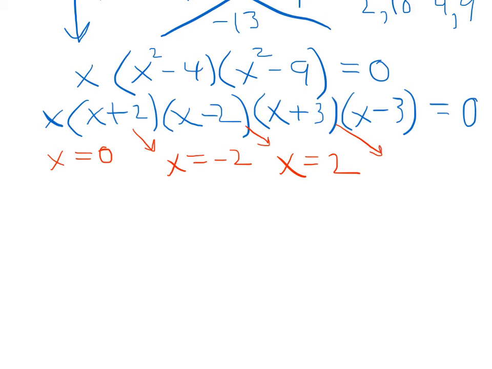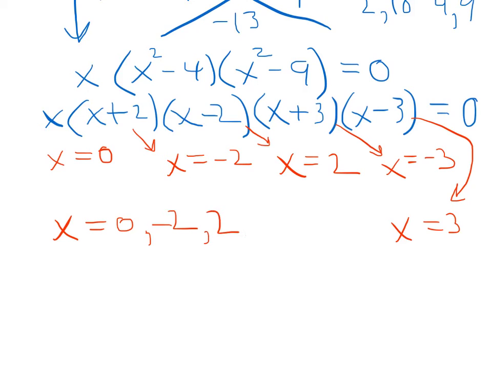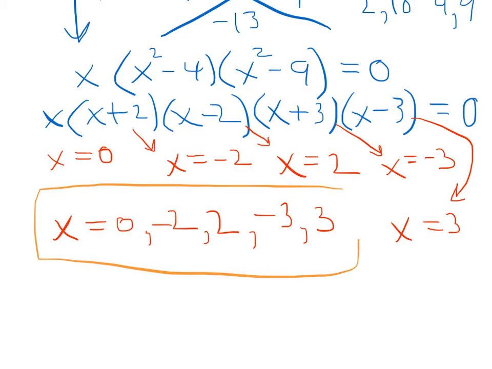And for this one, x could equal negative 3. And finally, for this last one, x could equal positive 3. So it turns out for this polynomial, the possible solutions include 0, negative 2, positive 2, and negative 3, and positive 3. Now I want you to notice something interesting about these. The number of solutions is what's interesting. We've got 1, 2, 3, 4, 5 solutions.